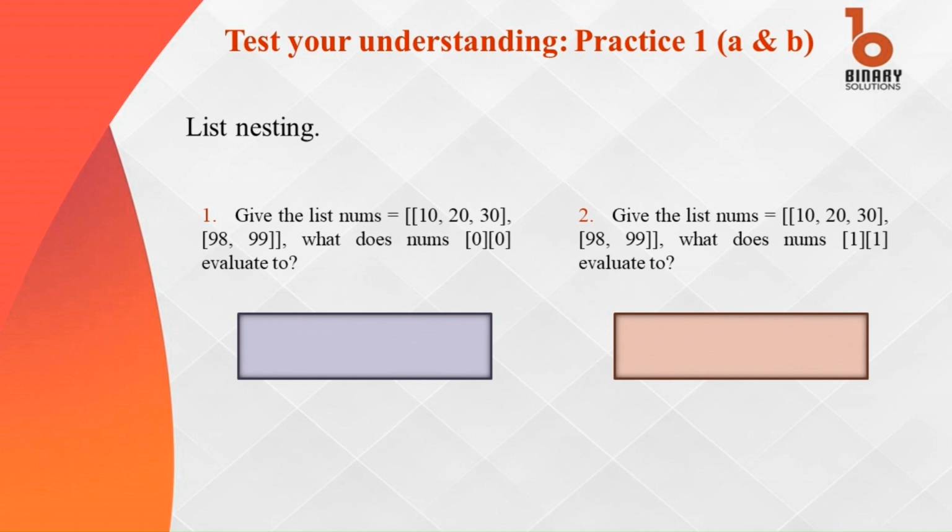Here's your second challenge. Given the list nums equals [[10, 20, 30], [98, 99]], can you figure out what nums[1][1] evaluates to? Take a close look at the second nested list and its elements. What value do you uncover? Drop your answer below and show off your skills. Check your answer carefully and see how it matches the concept you've studied. Share in the comments if it's correct and how confident you feel about your understanding.